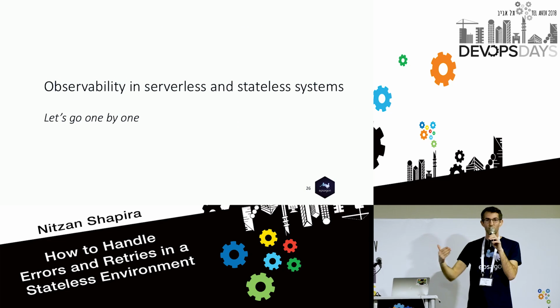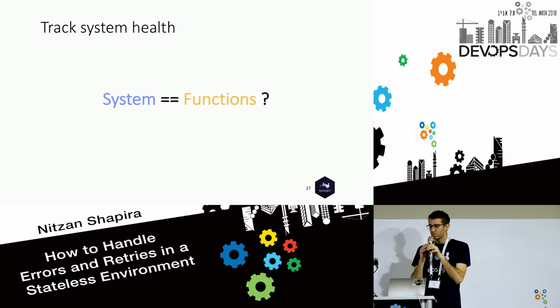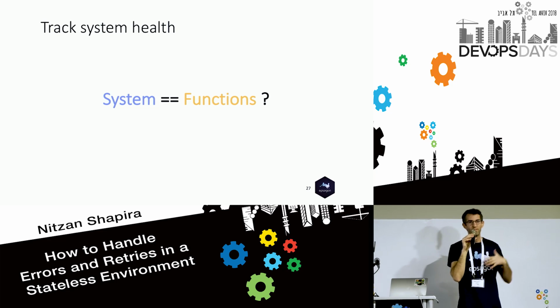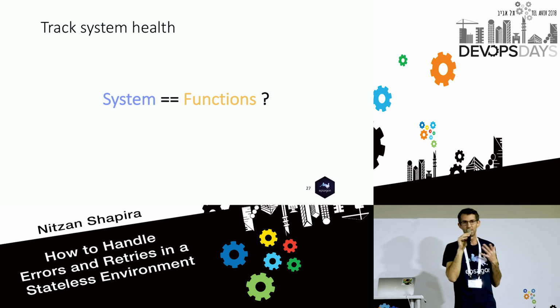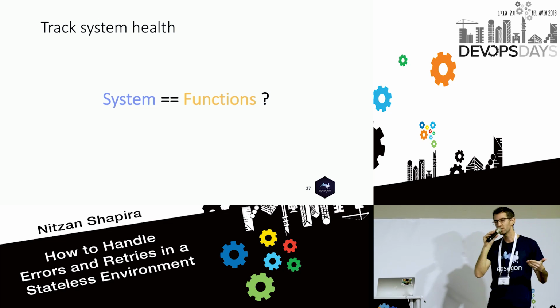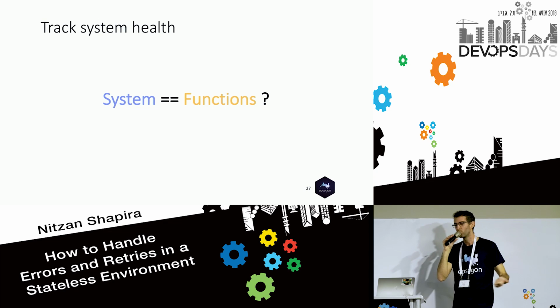So I'm going to go one by one for these things and to see how they apply in stateless and serverless. So let's say you want to track your system health, and you have this big application that I showed you before, how do you know that it's working? Is it essentially just checking the functions? Is it enough to look at the function metrics? So I can look at the errors, I can look at the duration.